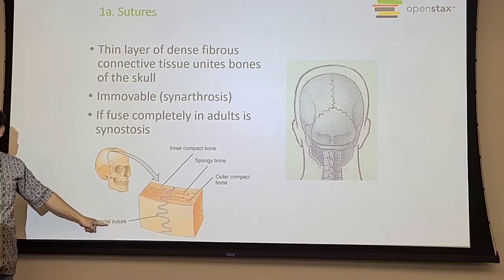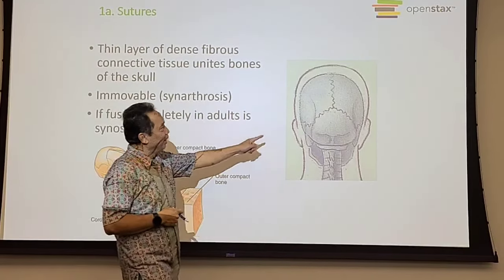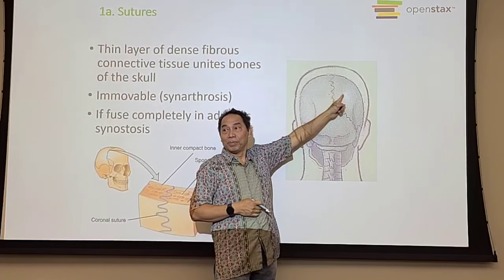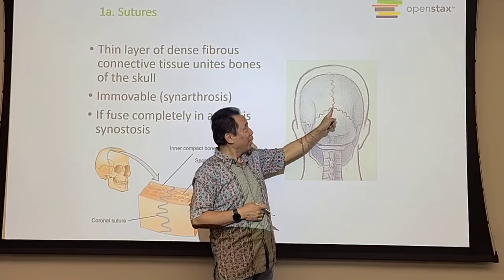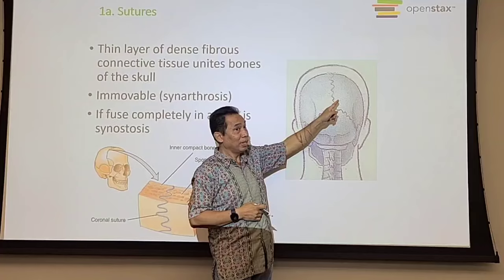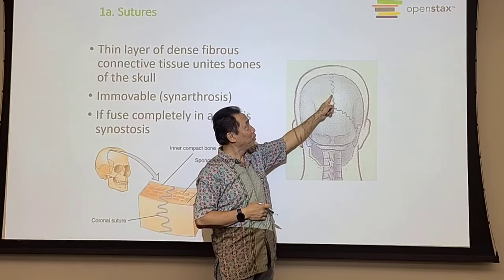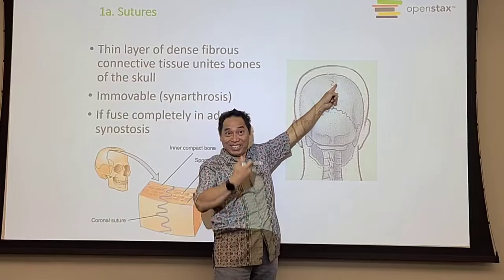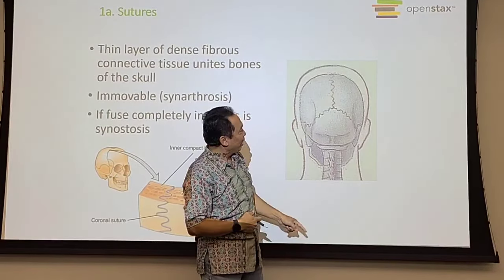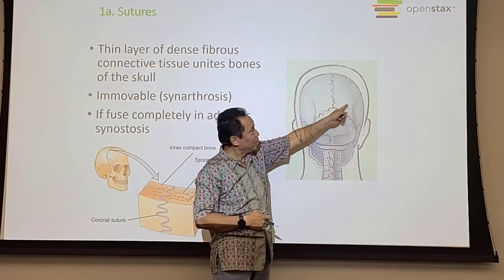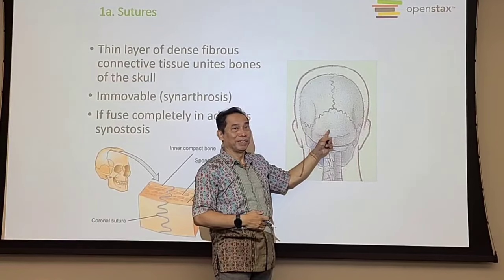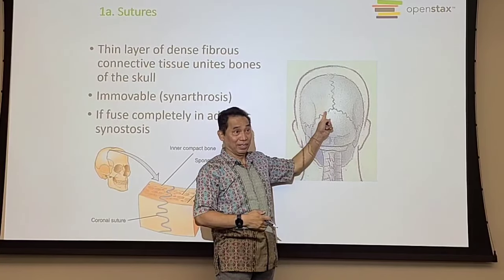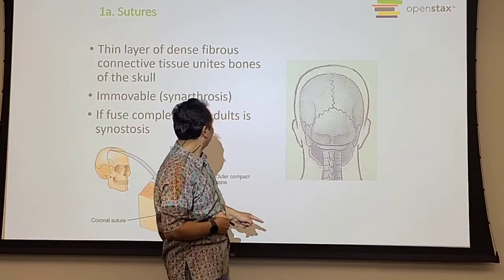Coronal suture. Next, look at here. What do you call this bone? Two bones, left and right. Parietal. And between these two bones, left and right parietal, you also have a suture over here. Sagittal. You still remember sagittal plane? So the sagittal suture. Look at this. Parietal and occipital. There is another suture over here. It's called the lambdoidal suture.